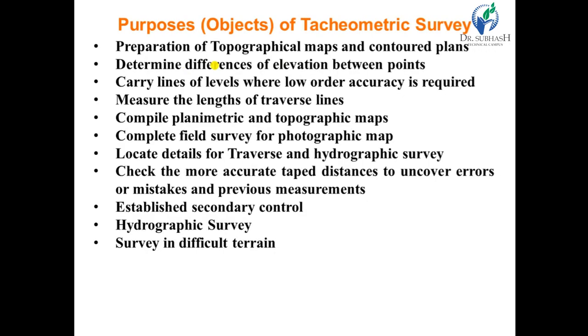Now, what are the purposes or the objects of tachyometry? Preparation of topographical maps and contour plans. Determining the differences of elevation between points. Carry lines of levels where low order accuracy is required. Measure the lengths of traverse line. Compile planimetric and topographic maps. Complete the field survey for photographic map.